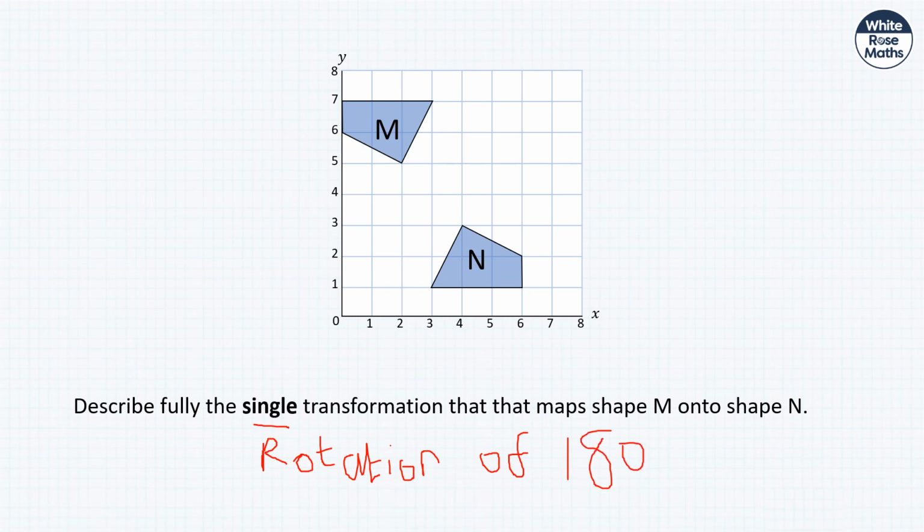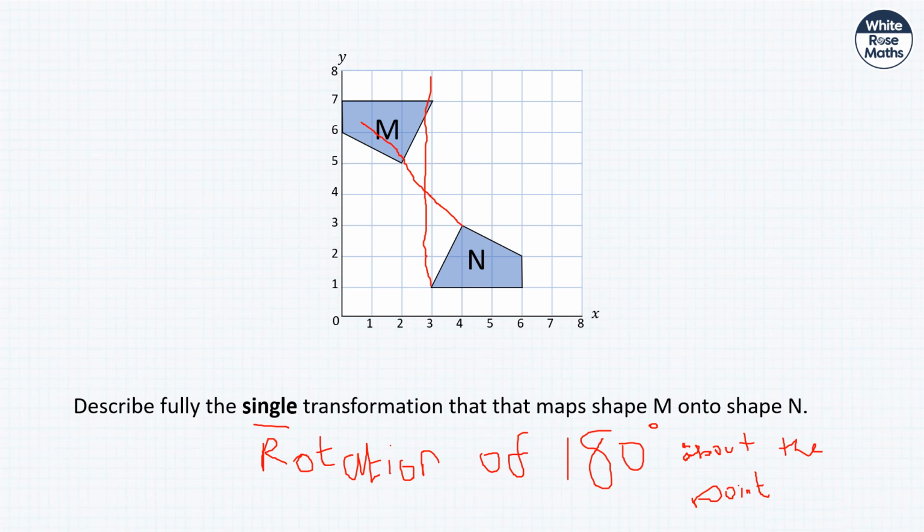And then it's about the point. Now, to work out the point at which it rotates, you'd obviously join up the lines. So this joins with this. I've got a ruler here. So this would join with this. And where they intersect, which should be here, is the point of intersection.